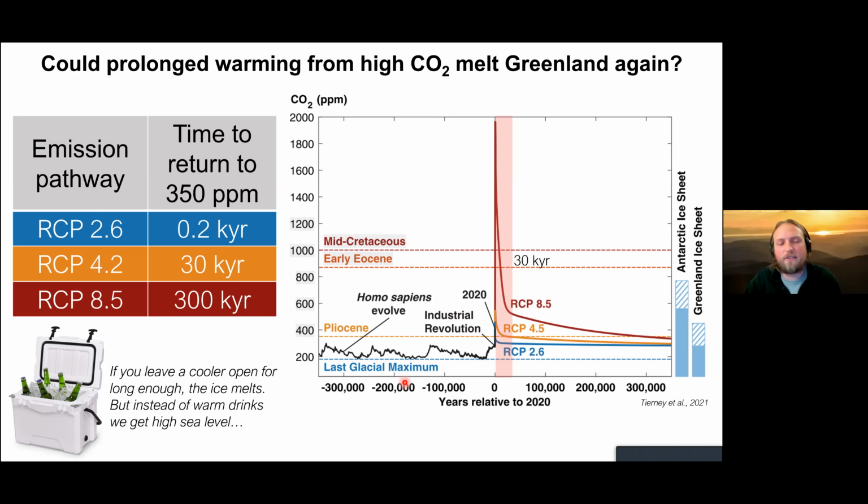could be bad news for the Greenland ice sheet, right? So even under the moderate RCP emission scenario 4.5, it'll take 30,000 years to get back to 350 parts per million CO2 in the atmosphere. So if we create a climate that is warm for a very long period of time, will that mean that the Greenland ice sheet melts again?